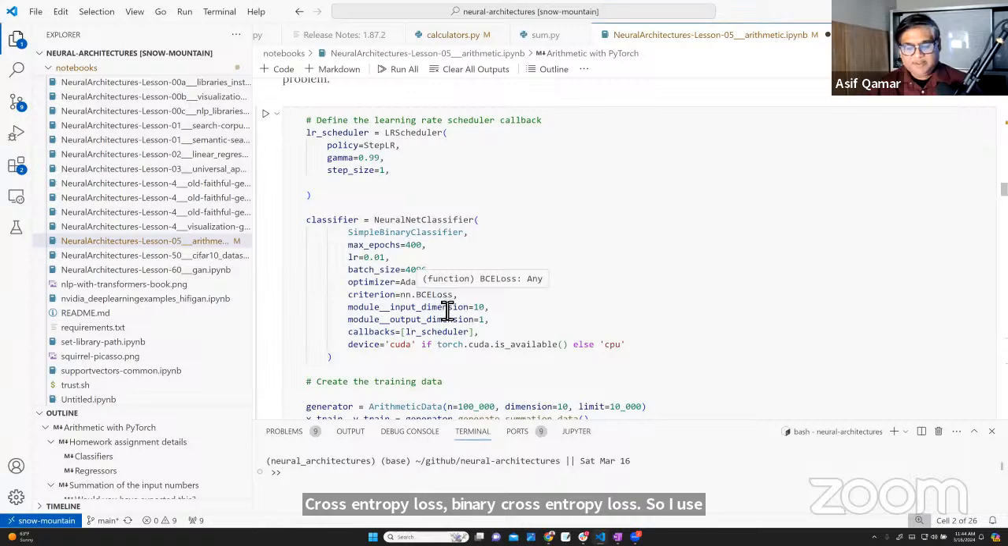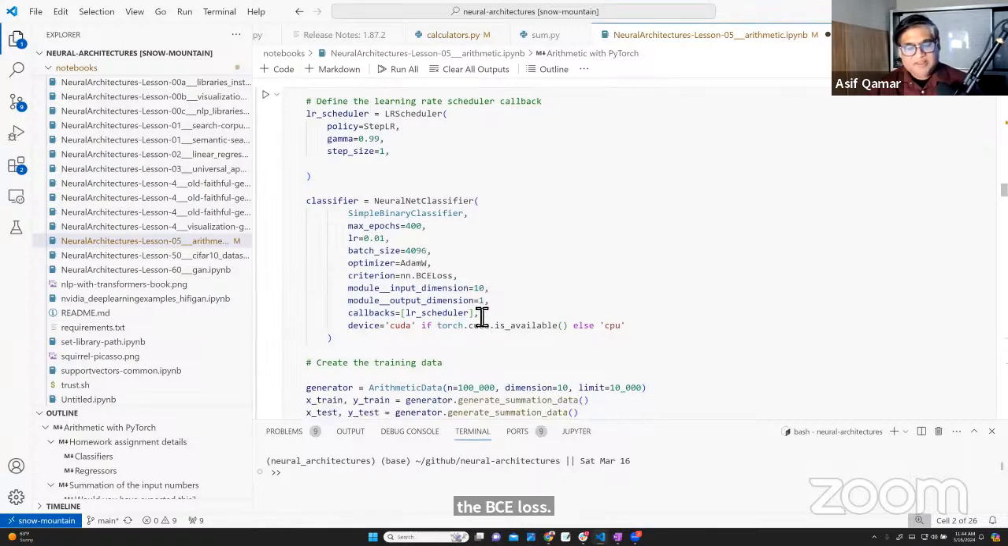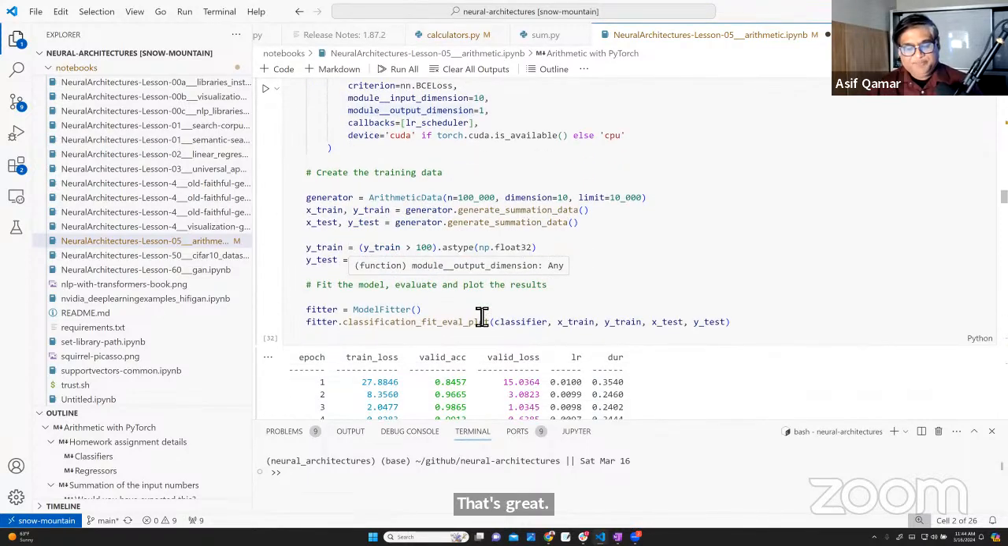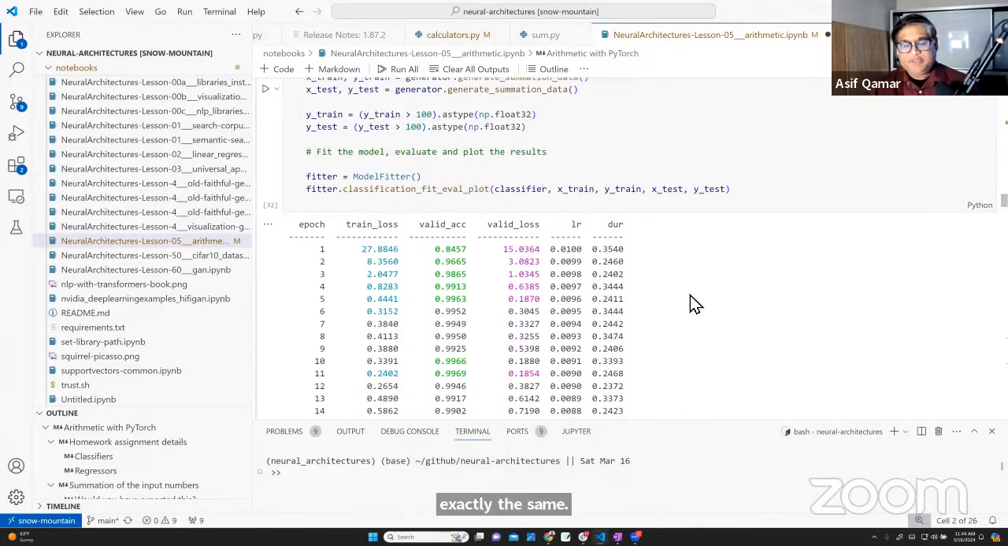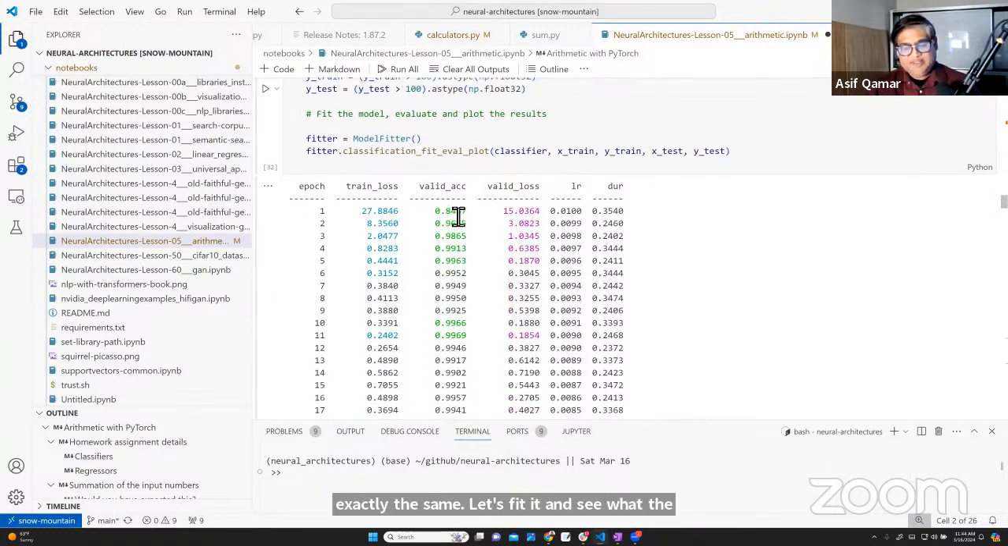Right, here it is, BCE loss. The rest of the code looks exactly the same. Let's fit it and see what the training loss and validation accuracy is. You notice that the training loss drops precipitously by the time you go to even the fourth epoch, and accuracy is already hitting 99.13.